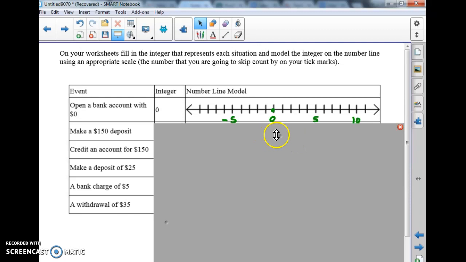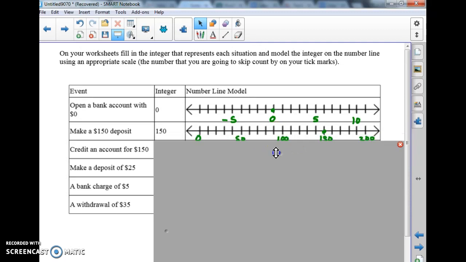To make it a positive $150, that should have been a positive integer, 150 or plus 150. I decided to go with a scale of 5, so it's 5, 10, 15, 20. Nope, just kidding. I went with tens, 10, 20, 30, 40, 50 to show that 150 was here. Again, it doesn't really matter what scale you went by or where yours is on the number line, as long as it's definitely to the right of 0. If you didn't include 0 in your number line, that's okay. I just wanted to show you one example of how you could have done it.